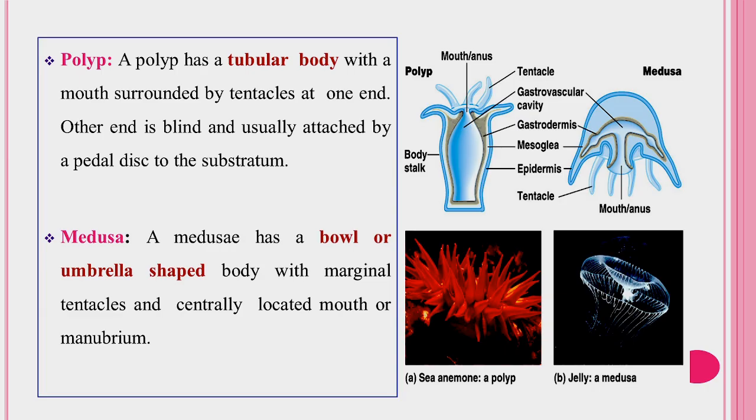And the second form of individual is the medusa. It is a bowl shaped or umbrella shaped free individual, and it consists of marginal tentacles. In the center of the marginal tentacles, there is a mouth located. It is also called the manubrium, and it is surrounded by mesoglea, and outside it consists of gastrodermis, and inside it also has a spacious cavity called the gastrovascular cavity.